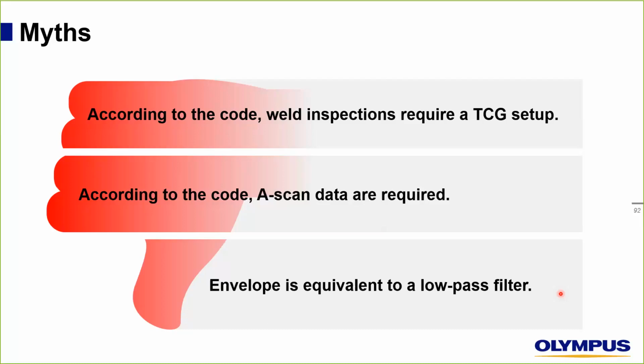The last one is: envelope is equivalent to a low pass filter. This is absolutely wrong too. So we cannot compare envelope with a low pass filter at all. And if you have questions on that one, you can send me an email and I would be pleased to go into detail on that with you.